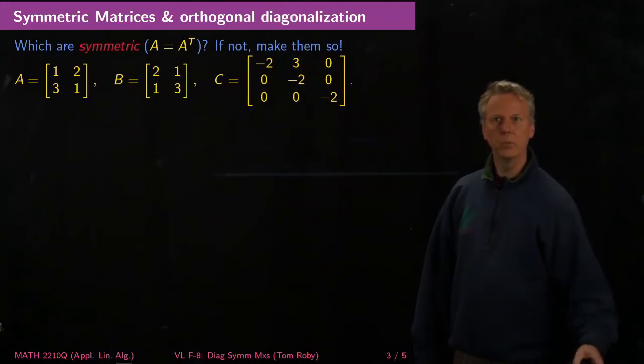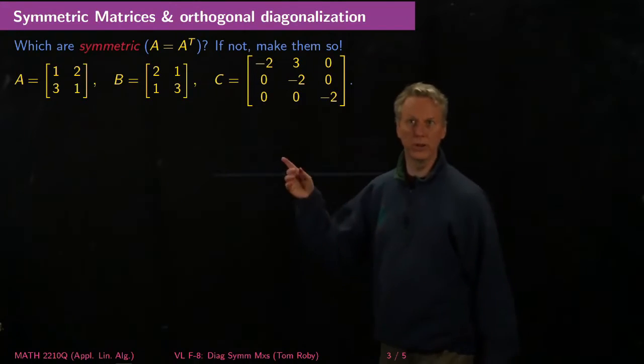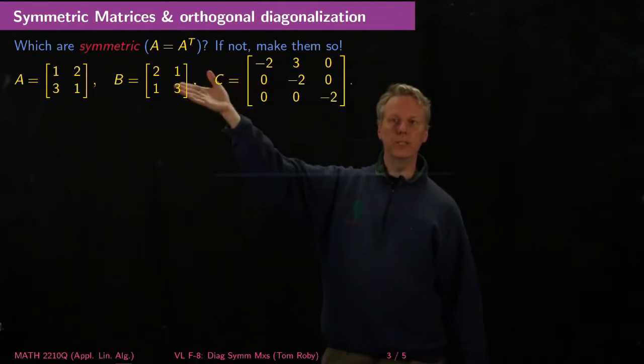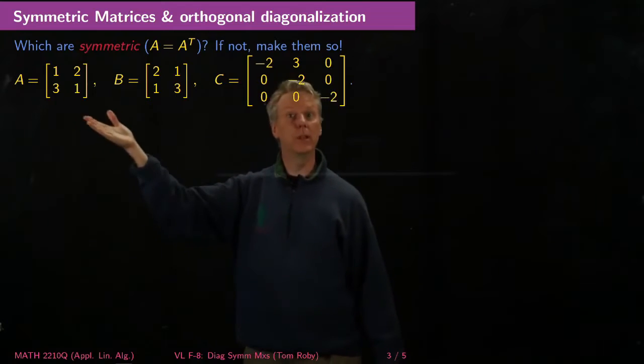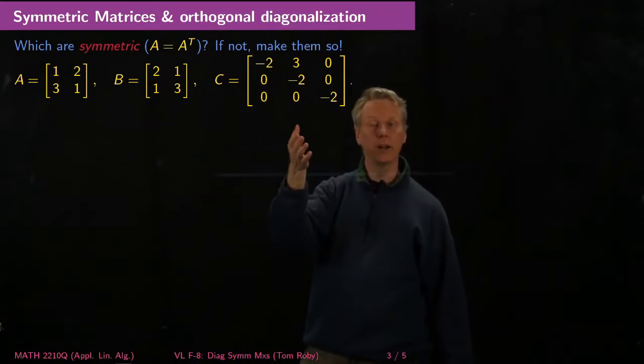So first, let's recall a few definitions and make sure we're straight on all the terminology. So what's a symmetric matrix? Well, that means that A equals A transpose. So which of these matrices are symmetric?